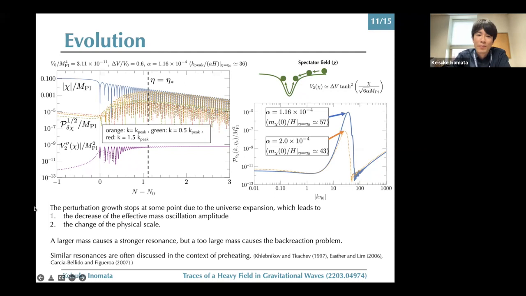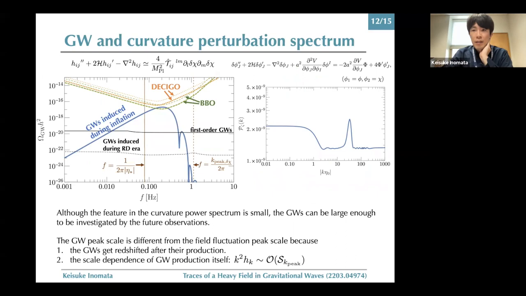Okay, so using this result, I calculate the gravitational waves. The red figure shows the gravitational wave spectrum. And this is the equation of motion of the tensor perturbation.